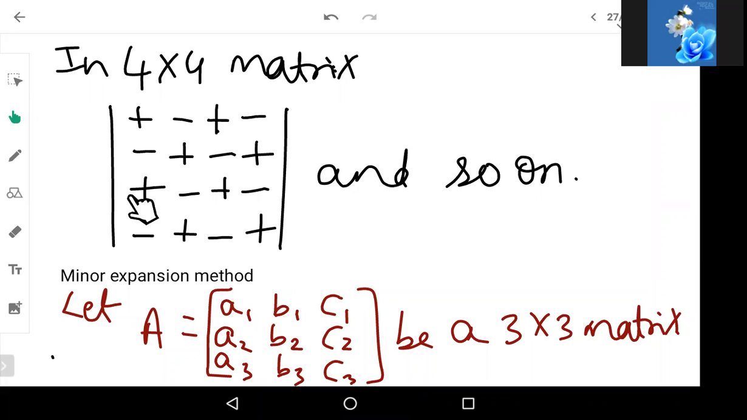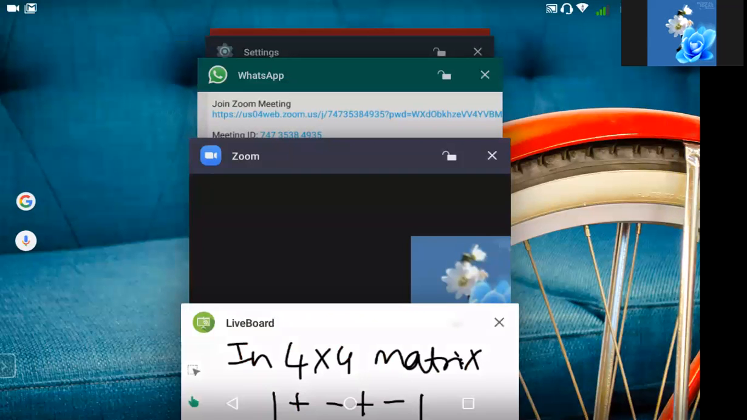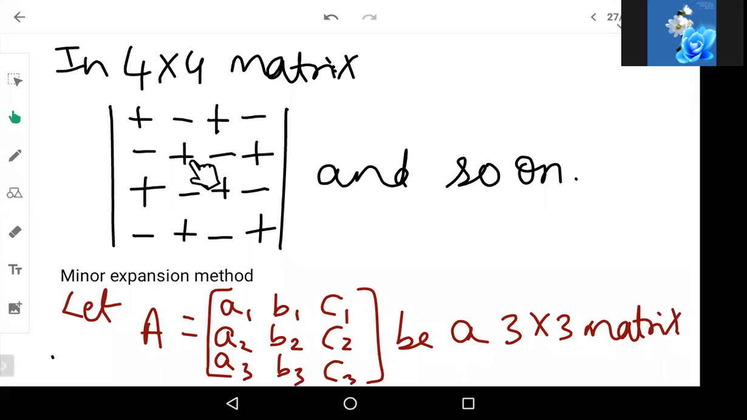Again, you will start with plus. So plus, minus, plus, minus. Again, start with minus: minus, plus, minus, plus. Even for a 5 into 5 matrix, you start with plus, and you'll end with plus here. You start with minus, you end with minus, like this. Again, plus, minus, plus, minus, plus. Again, minus, plus, minus, plus, minus, like this. You go on giving the sign position.